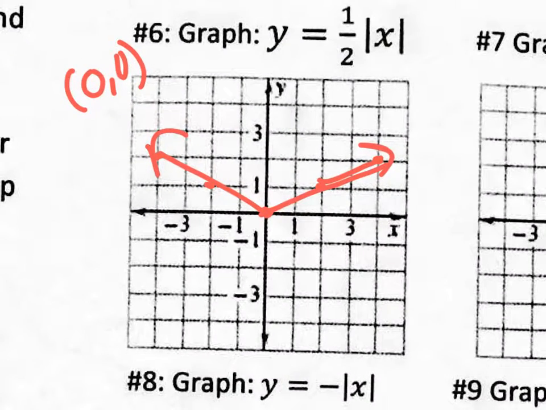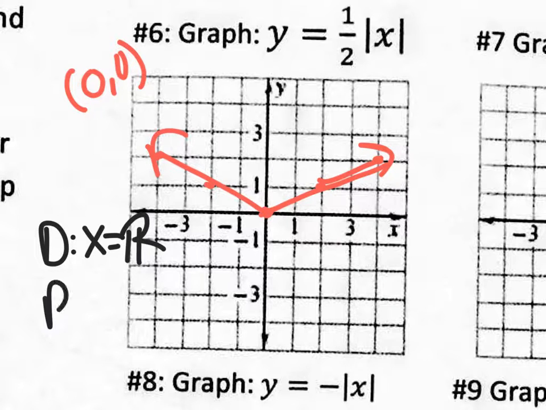What would your domain be right there? X equals all real numbers. How about the range? What's the range going to be? Y is greater than or equal to 0. Why? Because here's your lowest point on y, and everything's above this lowest point, 0. So the range is y is greater than or equal to 0.